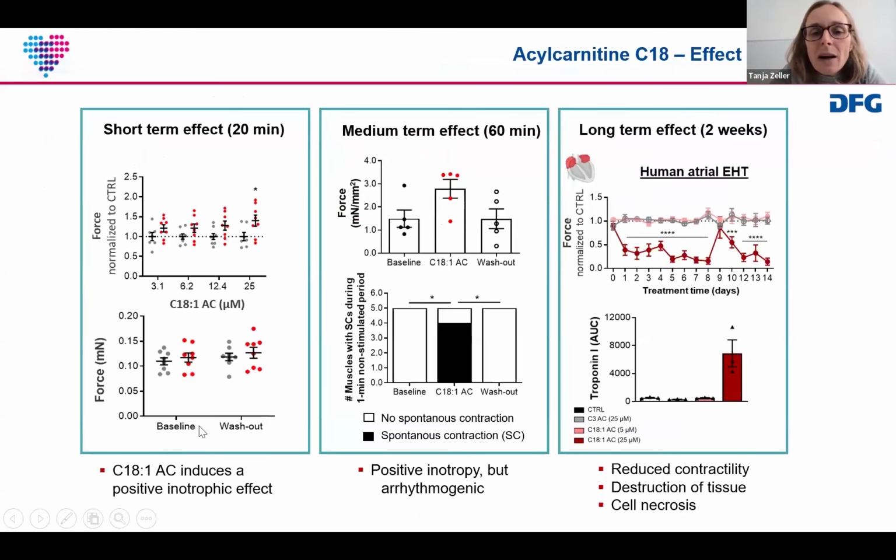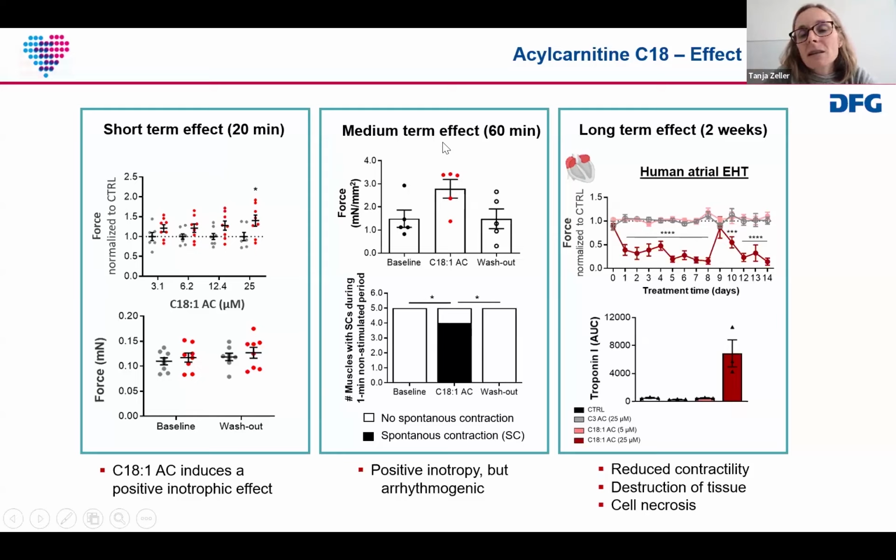And so Julia then performed different assays over the last years, and she established a model where we think that the C18 can have a short-term, a medium-term, and a long-term effect. So short-term, in terms of engineered heart tissue, was a treatment of 20 minutes with the C18, and the C18 induced a positive inotropic effect, which means that there was an increase in the heart force. So the heart could pump better.